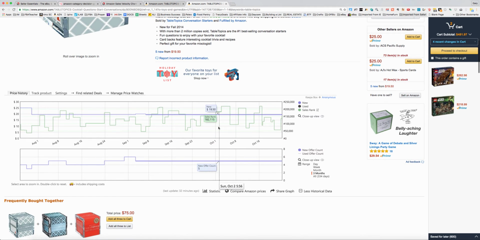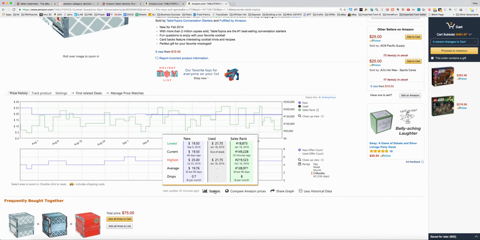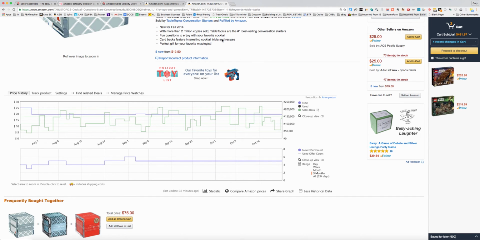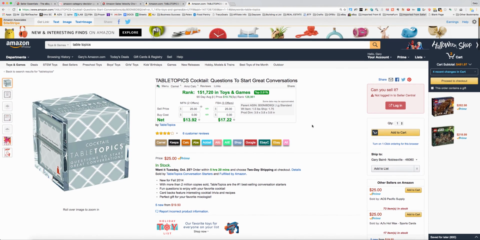When you see a chart like this that has a lot more variance from the low rank to the high rank, if you hover over this statistic word, you can see on the far right there, its absolute lowest rank ever was 18,873. Its highest rank, though, has been 219,523. So this is a type of product that you can get in trouble on if you're just using a sales rank percentage chart and not the sales velocity chart. We always like to tell people to use the average 90-day rank, and this is a great example of one that you would want to do that on.